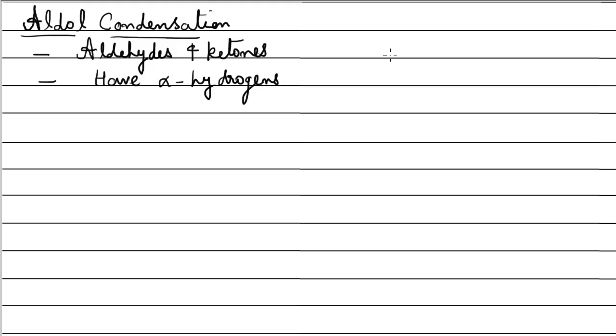So let's understand what an alpha hydrogen is. This is the functional group of an aldehyde or a ketone. If it is an aldehyde, there's a hydrogen here. If it is a ketone, there is an alkyl or an aryl group here. The carbon that is attached to the carbonyl group is called the alpha carbon, and the atoms or groups attached to the alpha carbon are called alpha groups. If a hydrogen is attached to the alpha carbon, we call it an alpha hydrogen.